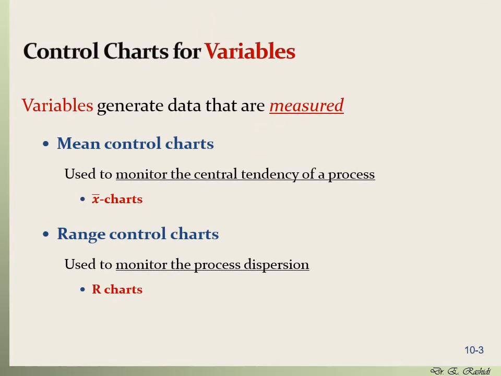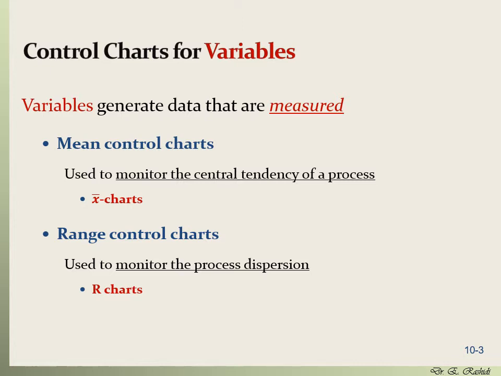As mentioned before, there are four different control charts. Two of them are for variables and two of them are for attributes. Let's start with the control charts for variables. First of all, what is a variable? A variable is a characteristic of data that can be measured in a continuous manner. For example, the length of a product, the width of a product, or the height of a product, or the timing of a process. There are two types of control charts for variables.